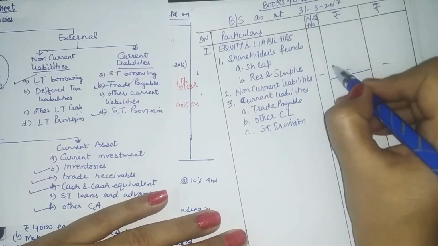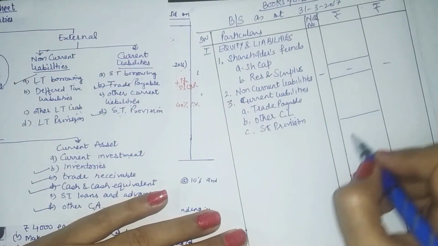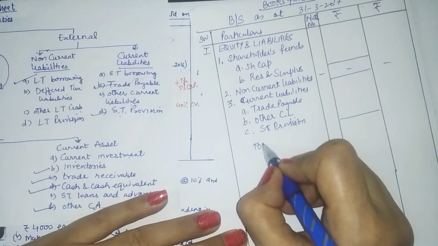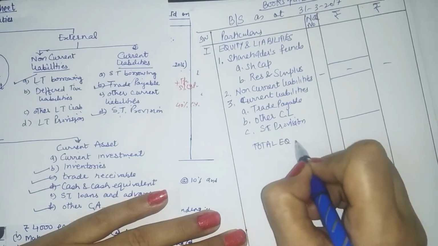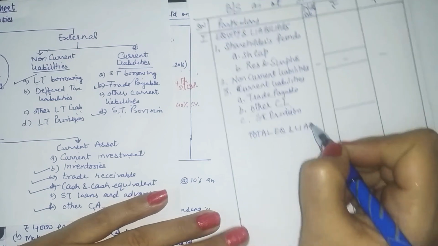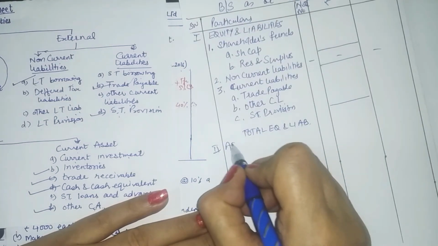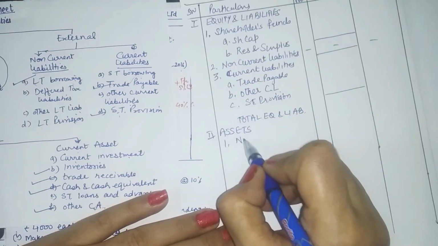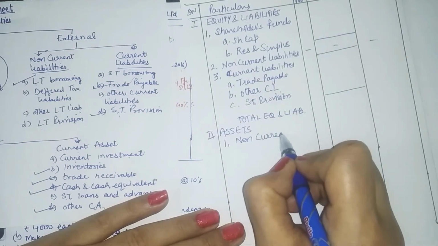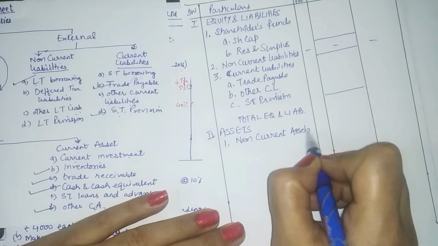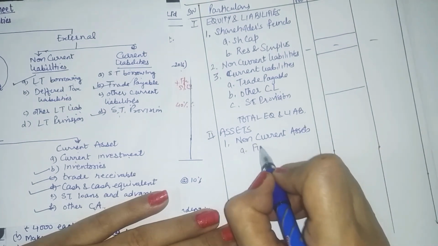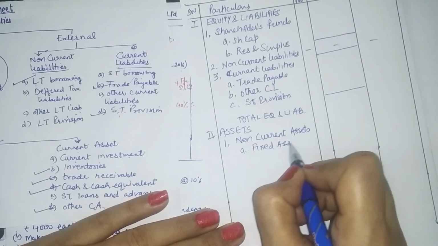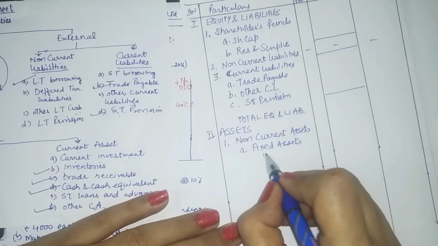So the categories will be totaled up and now total equity and liabilities. Alright. Now second is assets. When we look at assets, our first main category is non-current assets, which includes fixed assets. Within the fixed assets, we have four categories.